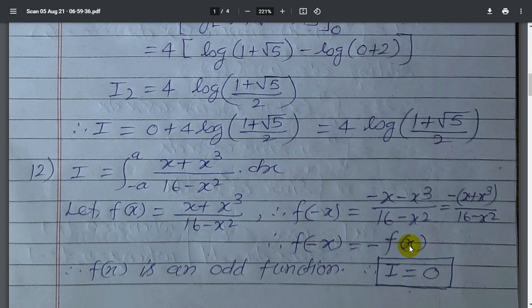So what does it mean? This means the function is an odd function. So f(x) is an odd function. Therefore, the value of I equals 0.